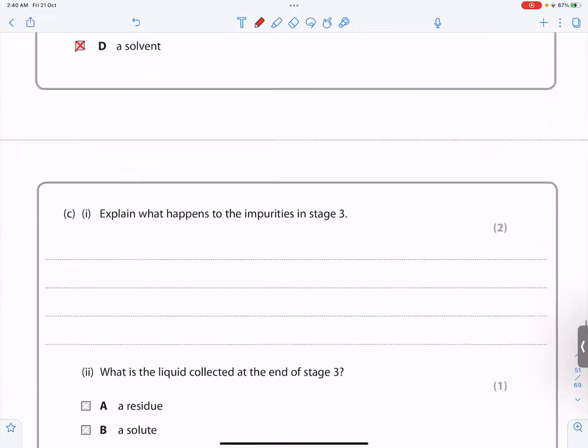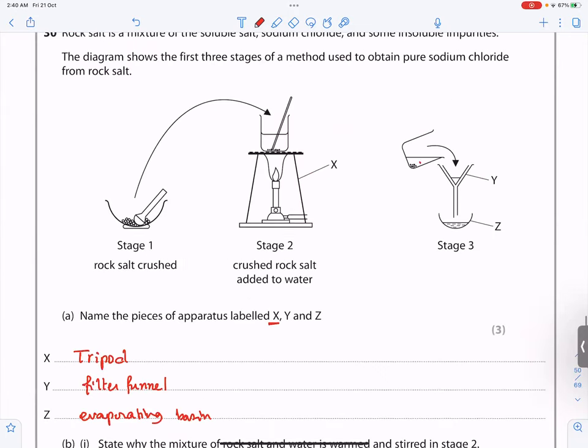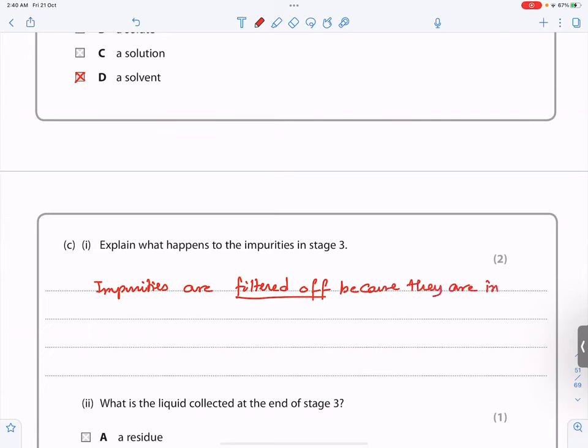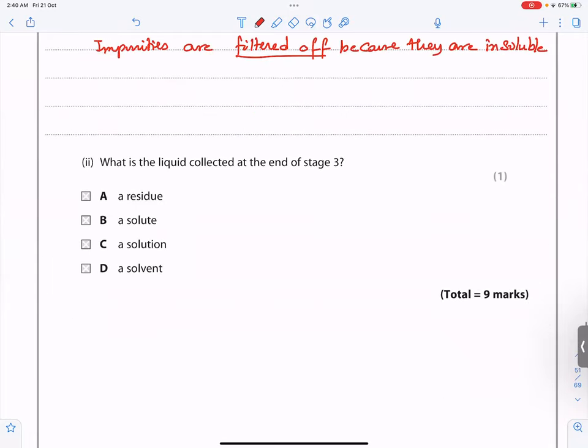Explain what happened to the impurities. The impurities here are filtered off because they are insoluble. Impurities are filtered off, meaning they remain on the filter paper. The phrase filtered off means they remain on the filter paper because they are insoluble. What is the liquid collected in stage three? The liquid is a solution.